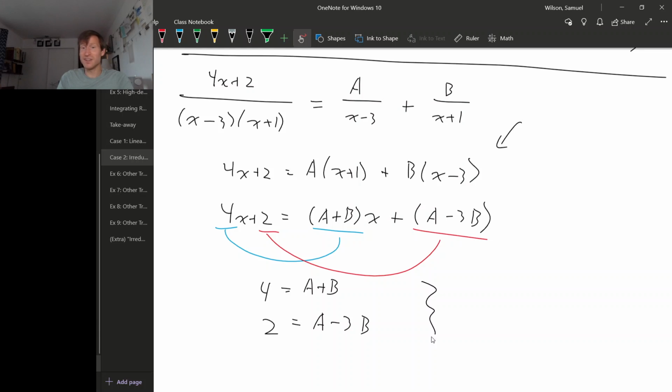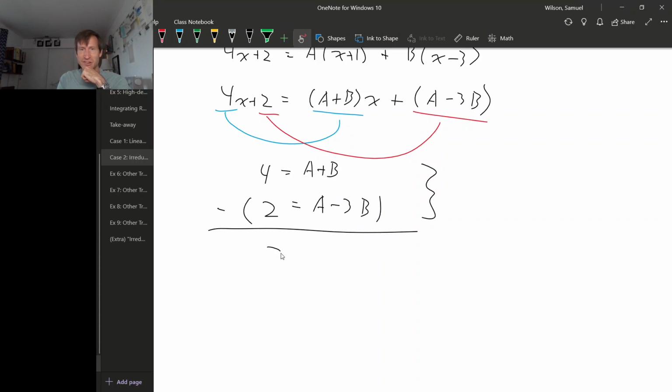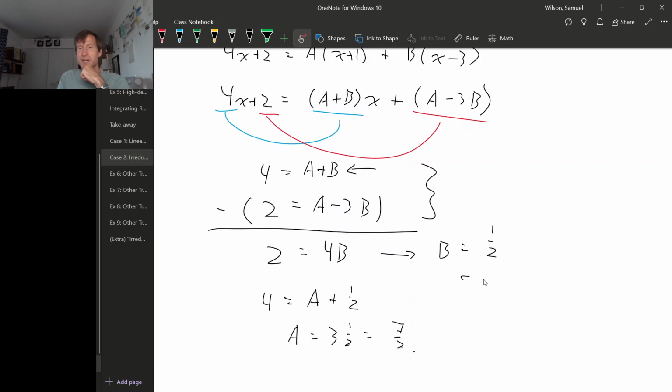And you can see what this gives us is a 2-by-2 system of linear equations that we can solve for a and b. I think for this, maybe it would be easiest to subtract the second equation from the first. We get 2 equals, the a's cancel, and we get 4b. So b is a half. And now we can put that back into the first equation up here. We get 4 equals a plus a half, and so a is 3 1/2, or 7/2. So now we know a and b, so we could write down our partial fractions decomposition.